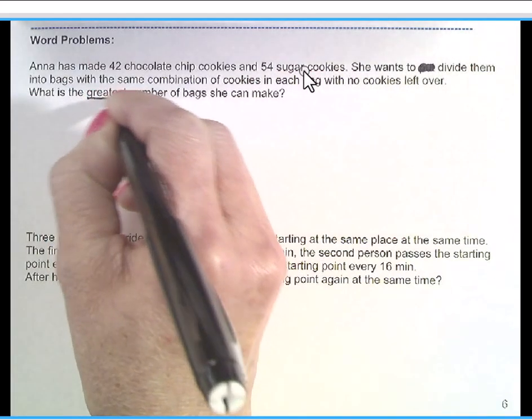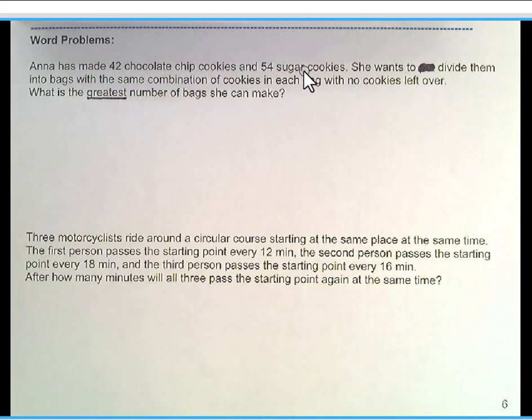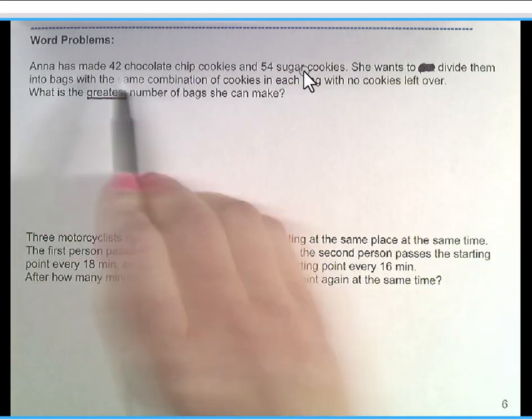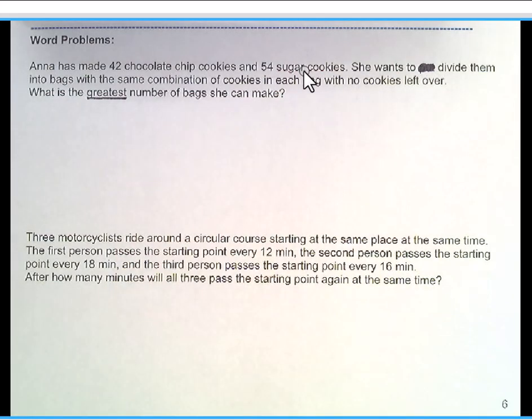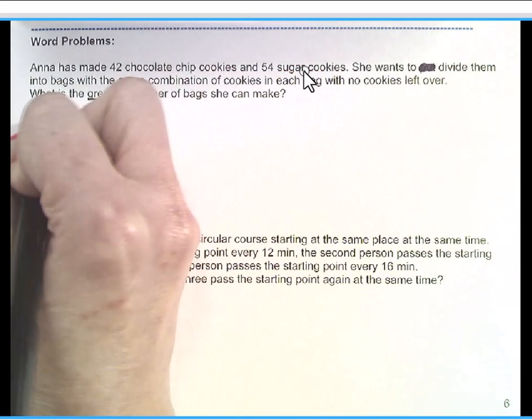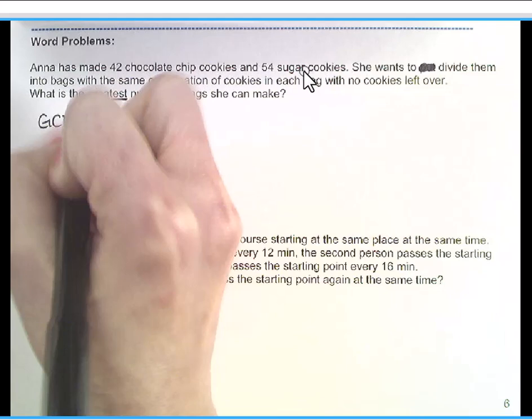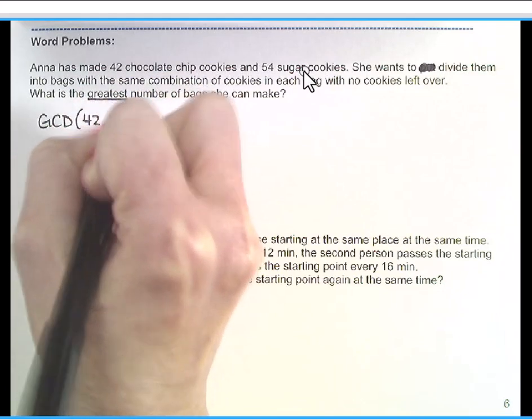That word is a hint. The greatest number of bags. She's not going to make more cookies, right? The question's not like how many more cookies would she have to make. She's trying to divide these into bags. We're trying to find the greatest number of bags. So it's division, and it uses the word greatest. This is greatest common divisor. That's what they're asking you to find. They're asking you to find the GCD of 42 and 54.